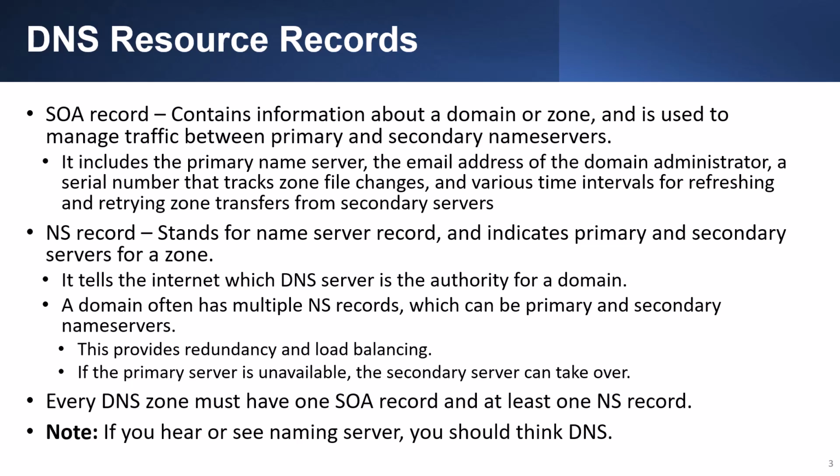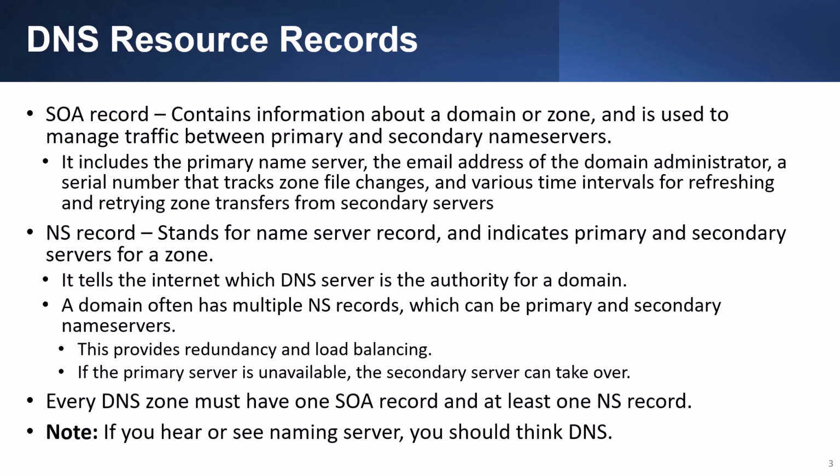The SOA record contains information about a domain or zone and is used to manage traffic between primary and secondary name servers. It includes the primary name server, the email address of the domain administrator, the serial number that tracks zone file changes, and various time intervals for refreshing and retrying zone transfers from secondary servers.